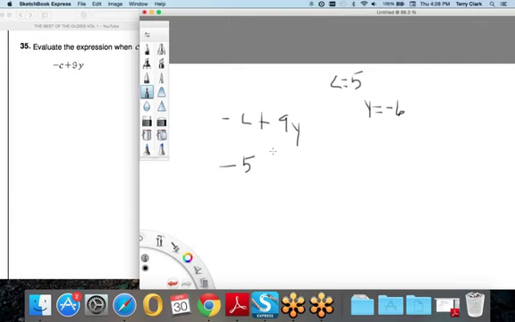Okay, so c equals 5, so we're going to take out c and put in 5. In this case, y equals negative 6, so we're going to take out the y and put in negative 6. This problem is a lot like one we've seen already. From here we're going to do the order of operations. We'll do the multiplication first. 9 times negative 6 will be negative 54. And then we have negative 5 plus negative 54, which will equal negative 59.